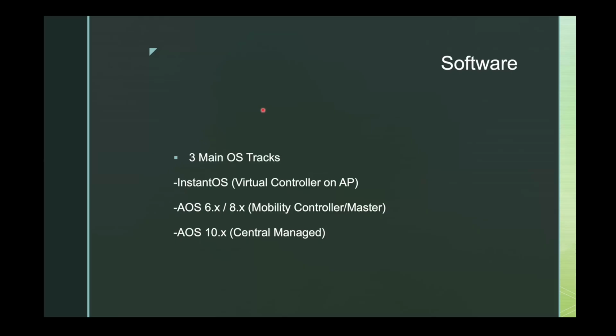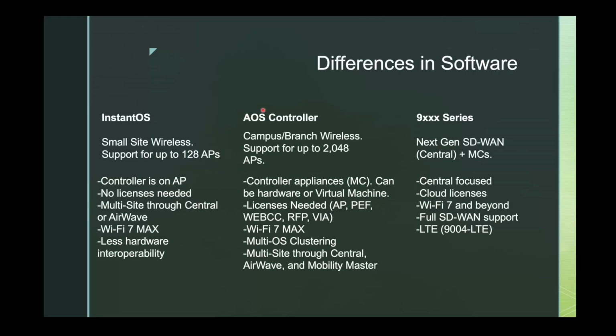So moving on to the software side of things, there are three main operating system tracks. Instant OS, which is the wireless controller hosted on the AP, your traditional Aruba OS 6.x or 8.x. This is the mobility controller and mobility master architecture. And then you have Aruba OS 10, which is all Central all the time. Now, let's get into the differences.